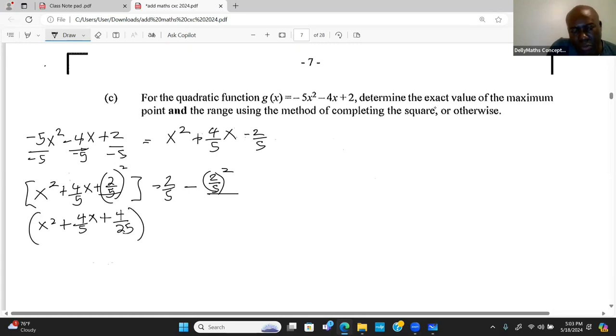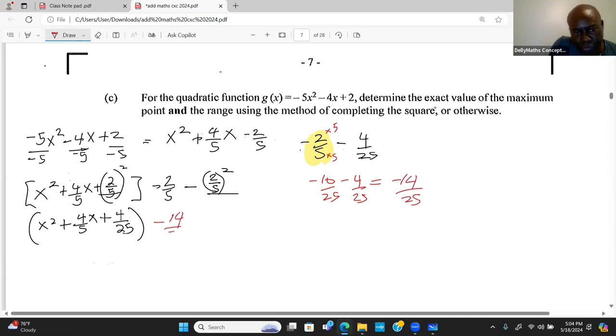This actually becomes, if I take this to the side, negative 2/5 minus 4 over 25. But if I want to work with the same denominator, I could multiply everything by 5 over 5. So I could multiply this by 5 and this by 5, so my denominator becomes 25. So this is like negative 10 over 25 minus 4 over 25, which is equal to minus 14 over 25. So we end up with minus 14 over 25 right here, which means that this is what comes here.